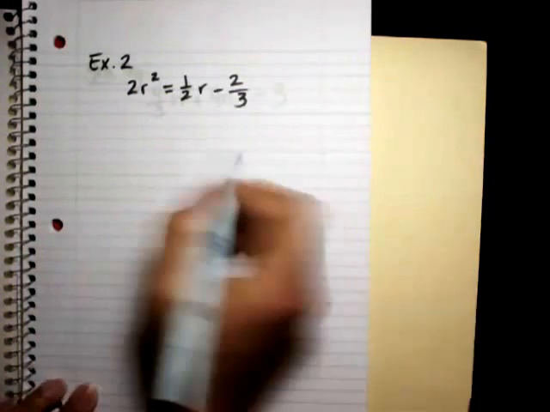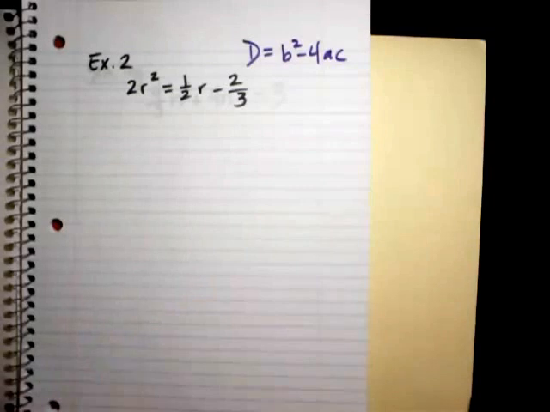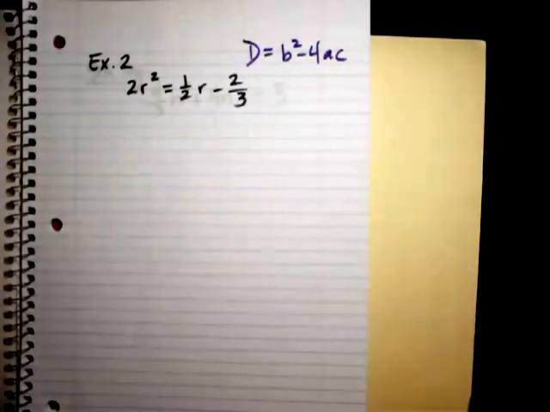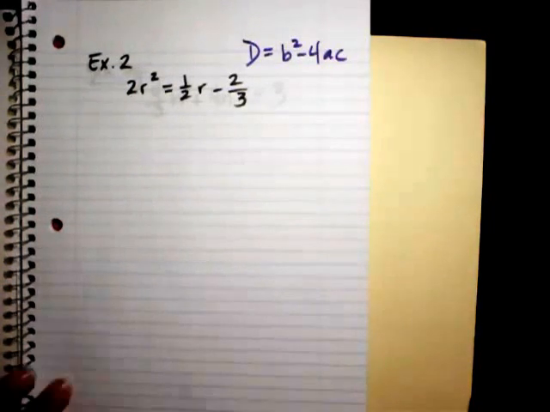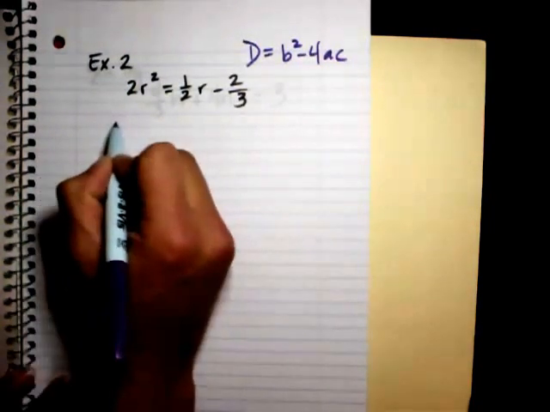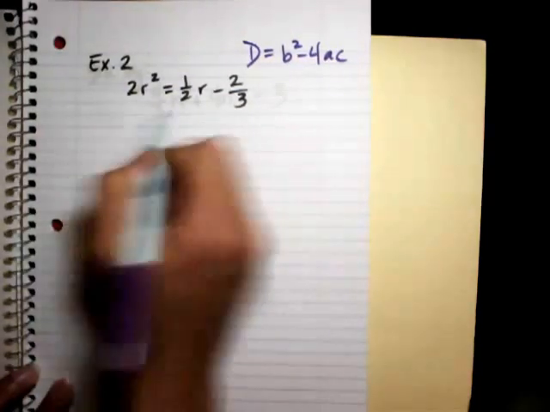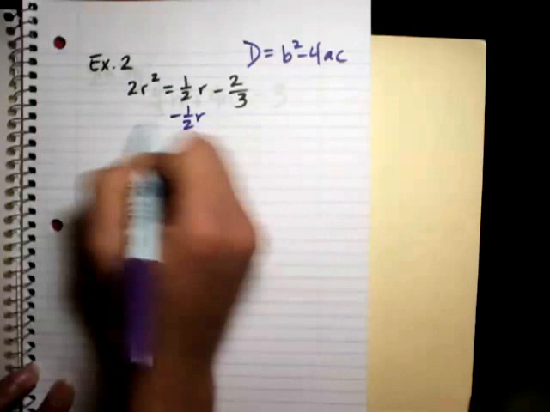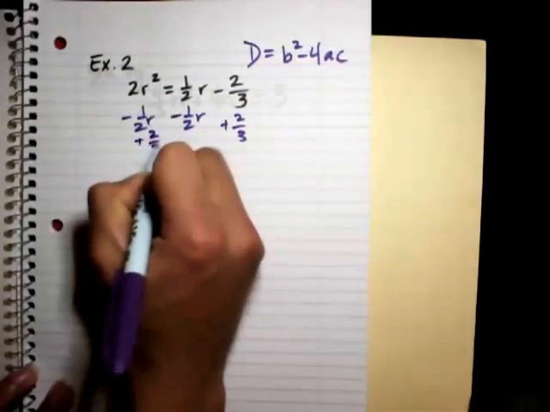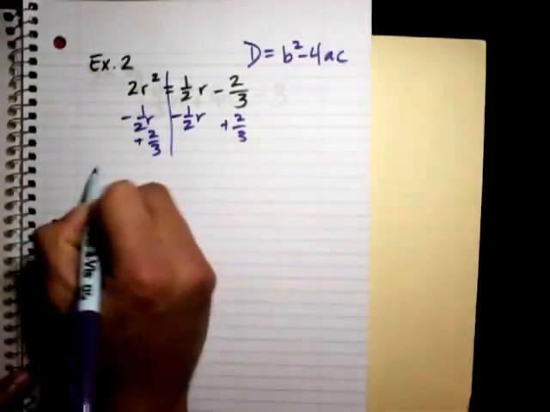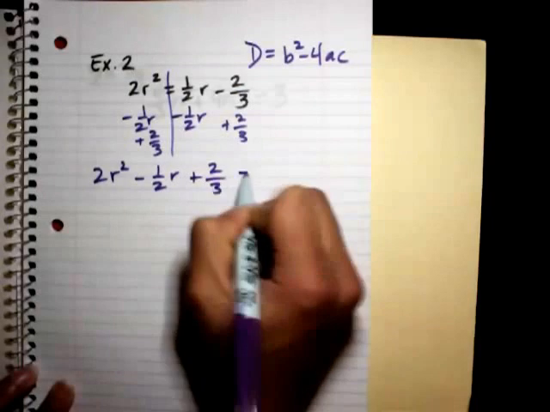Again, our discriminant is equal to b squared minus 4ac. Keep that in mind. But right now we cannot determine what a, b, and c are. It has to be in the standard quadratic equation form, which means we need everything over to one side set equal to 0. So we're going to subtract 1/2 r here, and add 2/3 here. So what you'll have is 2r squared minus 1/2 r plus 2/3 equal to 0.